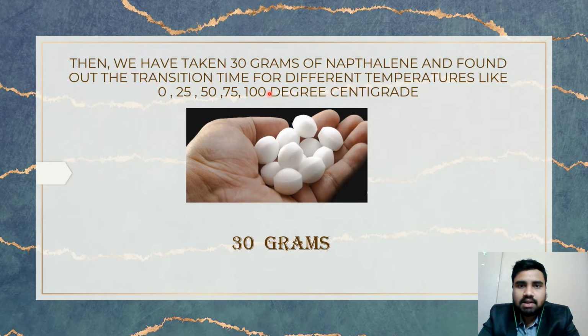Then we have taken 30 grams of naphthalene and found out the transition time for different temperatures like 0, 25, 75, 100 degrees centigrade.